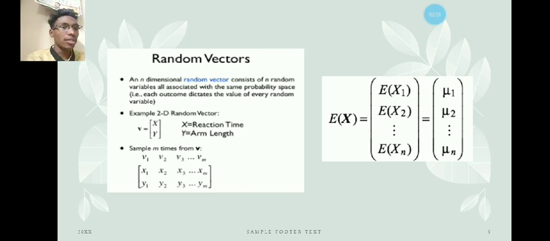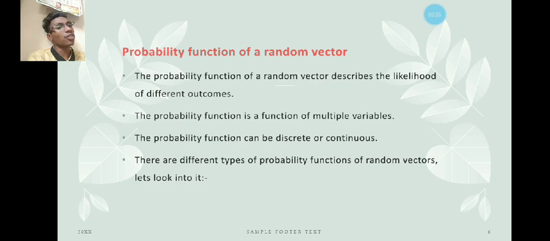We can see here, E of X is equal to E of X1, E of X2, up to E of Xn, which is mean 1, mean 2, up to mean n. E is known as the expected value, or average, or else we can say mean.